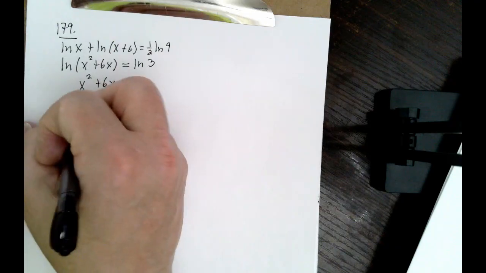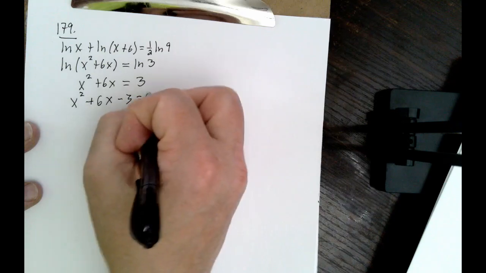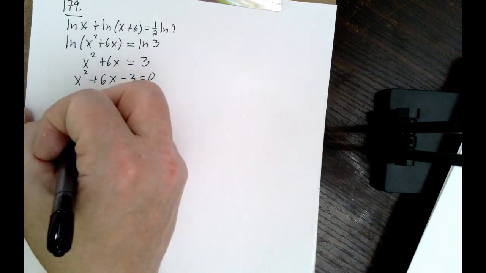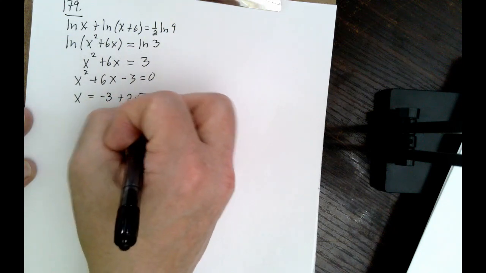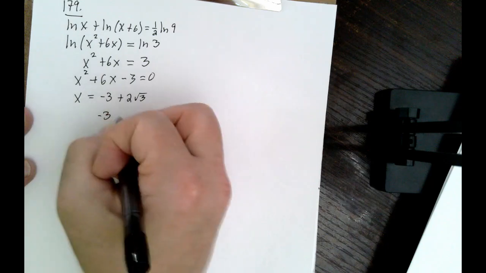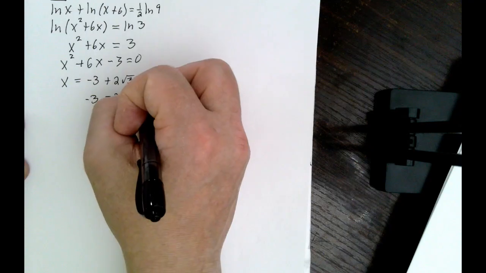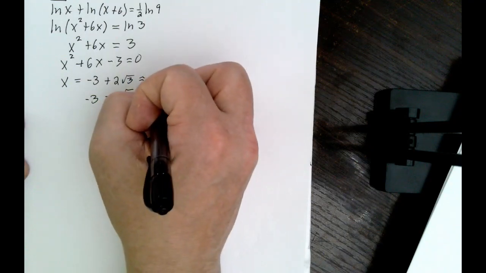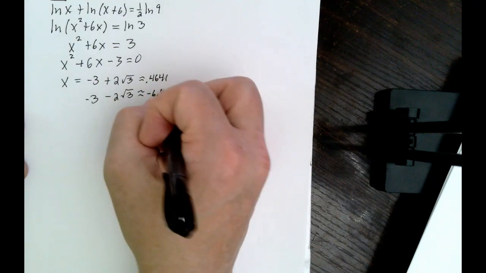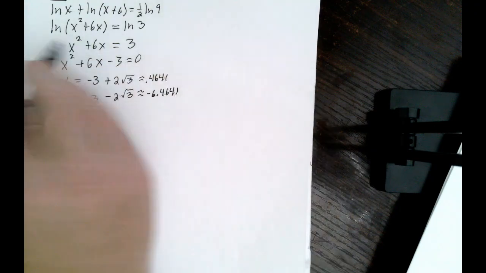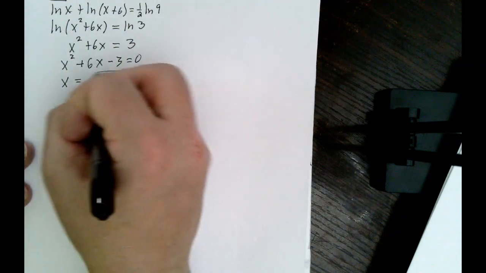You bring the 3 over. This does not factor. You have to do the quadratic formula. And when you end up doing the quadratic formula, you end up getting x equals -3 plus 2 root 3, or -3 minus 2 root 3. This one gives you approximately 0.4641. This one gives you approximately -6.4641. And you got ln of x, and this guy won't accept a negative number. So this guy is your only answer.